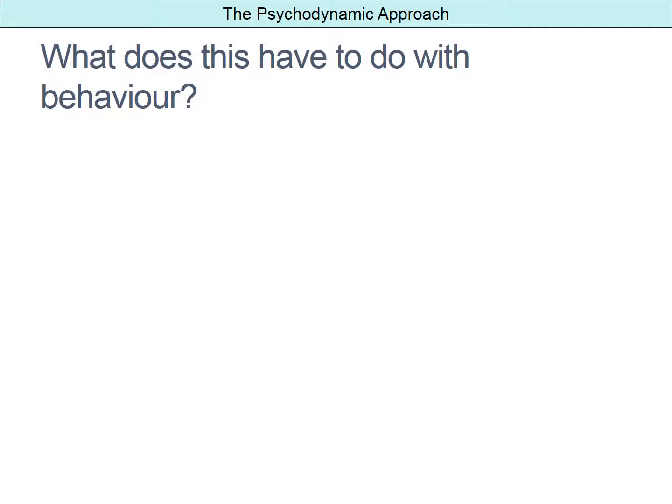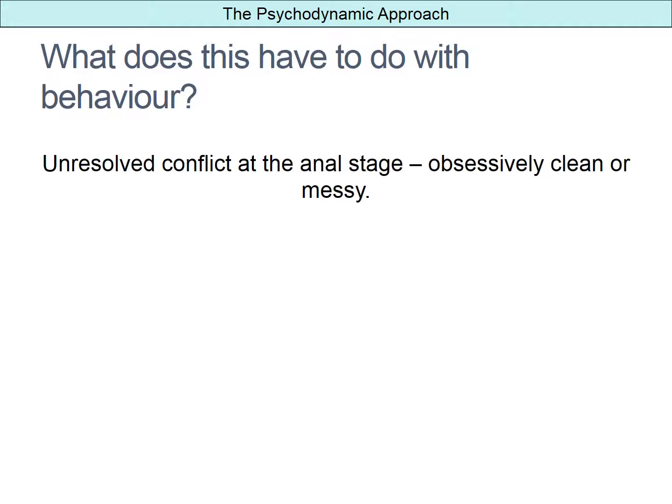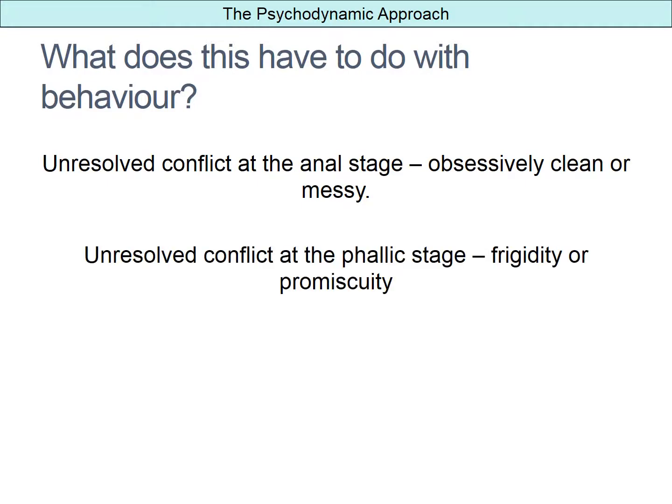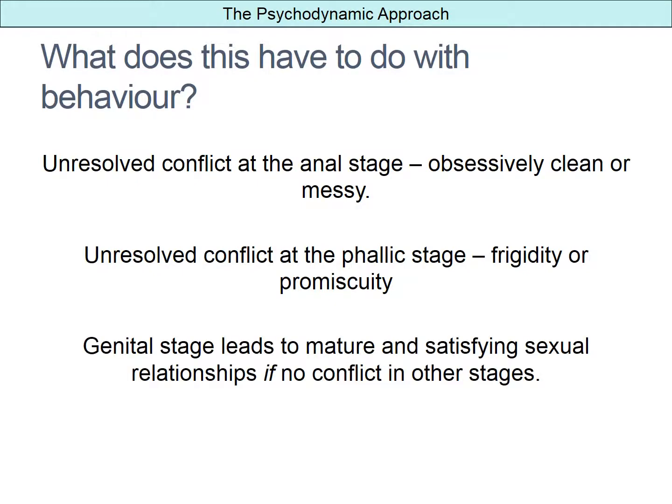There are personalities associated with each of the stages. So an anal personality, that's an unresolved conflict at the anal stage, Freud said would result in an adult who was either obsessively clean or very messy. And an unresolved conflict at the phallic stage, Freud said, would result in an adult who was either frigid or very promiscuous. Now, the genital stage, provided there has been no unresolved conflict at any of the other stages, leads to mature and satisfying sexual relationships. So in this way, whether or not that conflict is resolved in childhood would influence your behaviour as an adult.